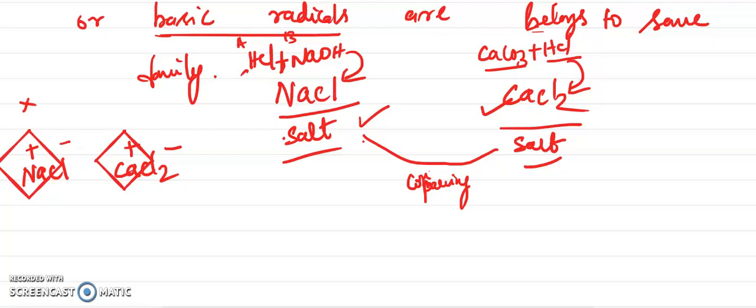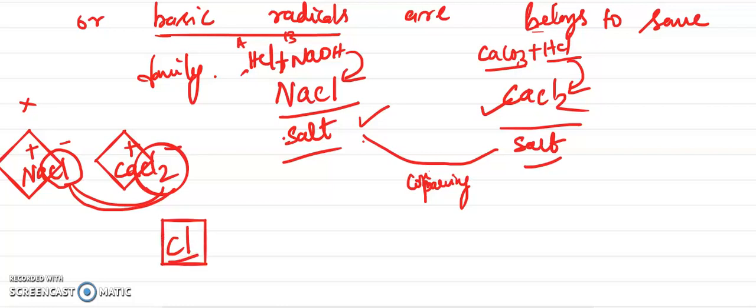Let's check with the Cl, that means the negative radical, the acidic radical. Here Cl is there, here also Cl is there. This is the same, no? So the common radical between these two salts is Cl. So these two salts are chloride family. We can identify these as chloride family, belonging to the chloride family.